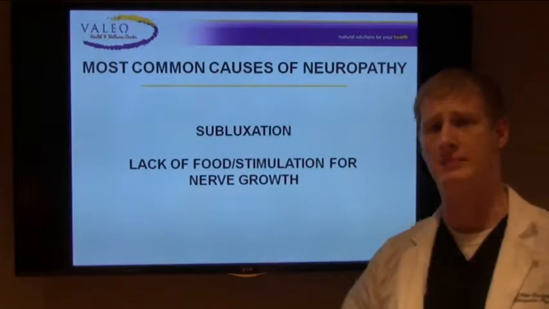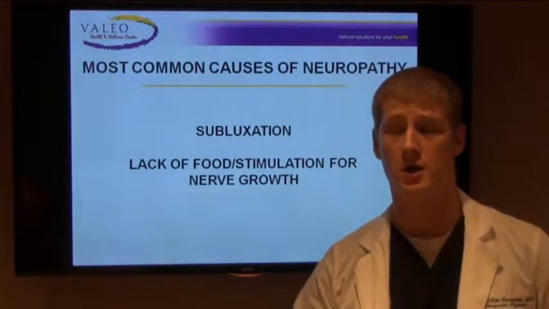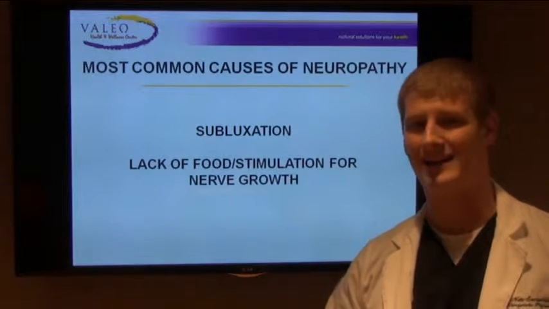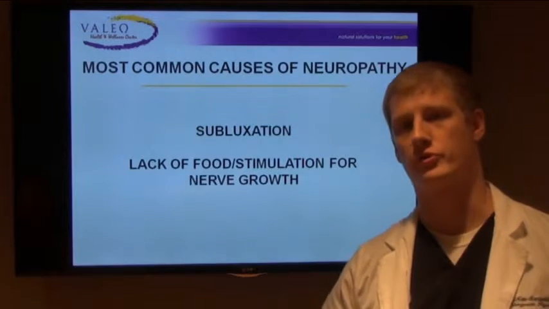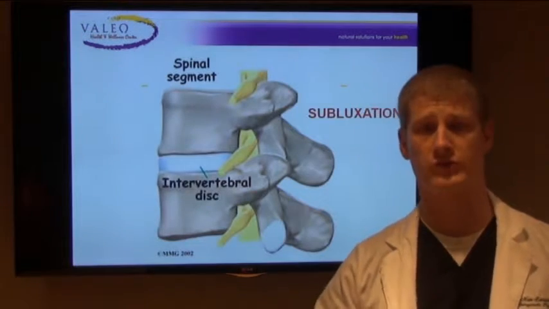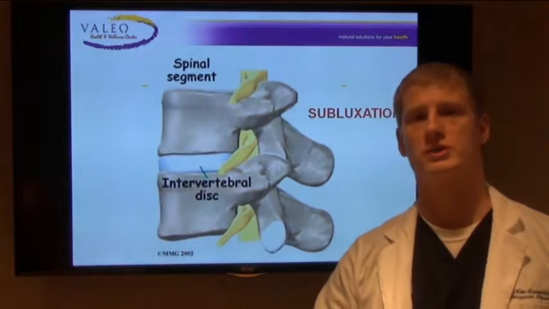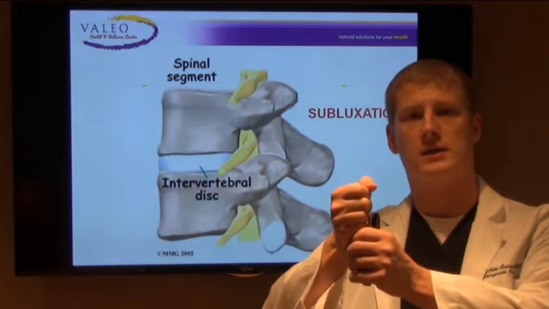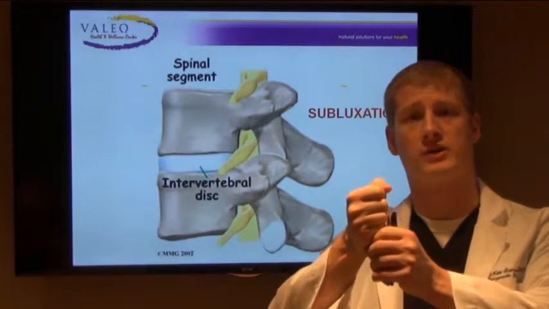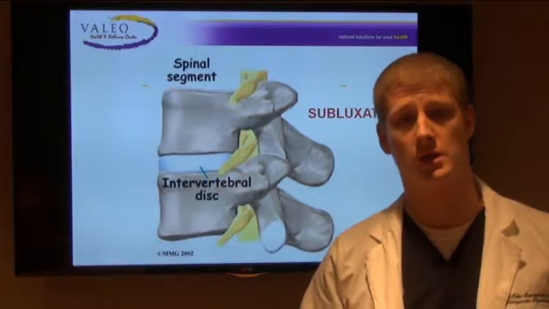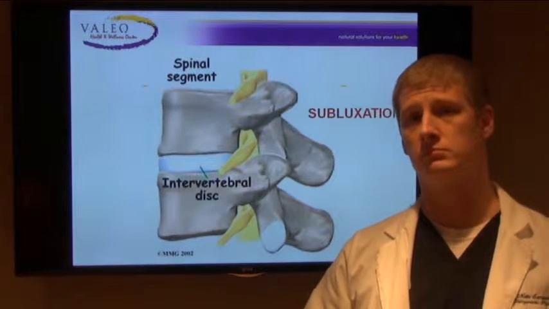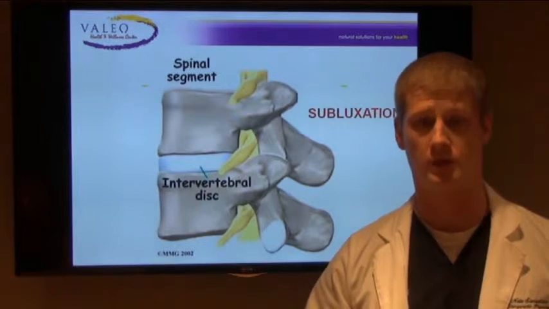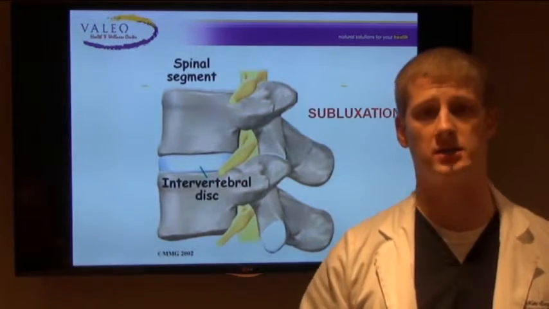Alright, so what are the most common causes of a neuropathy? The first one is the subluxation. We're going to talk about that here in a second. And the other one, lack of food or stimulation for nerve growth. So the first one is a subluxation. So subluxation is a chiropractic term which means that a joint is stuck in its normal range of motion, so it's not moving. So your body treats that as an injury. And when there's an injury, the body creates inflammation because it's trying to heal that part of the body. That inflammation is going to irritate the nerves.